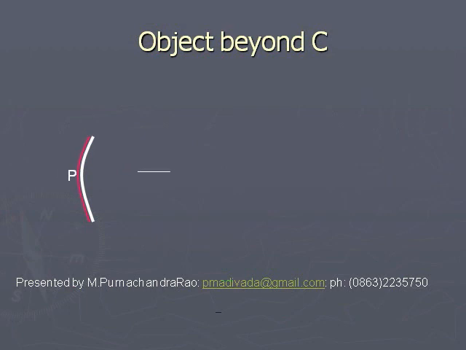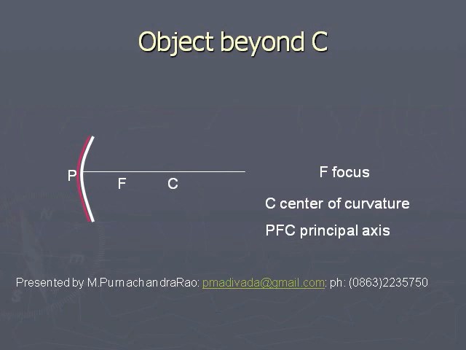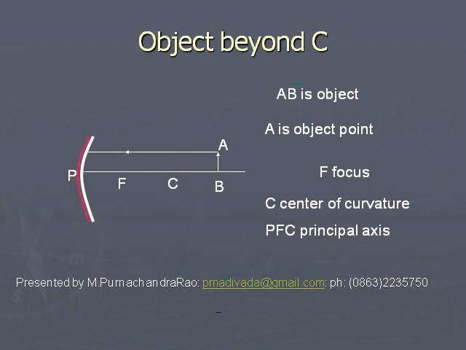In this figure, the object is beyond C, at some distance away from the center of curvature. The object is represented by the vertical arrow AB, and A is the tip of the object, the topmost point of the object. We take this point as the object point, and from this point we choose two rays. One is the ray incident parallel to the principal axis. Let us call it AM. The other ray is AN, which is incident passing through the center of curvature.